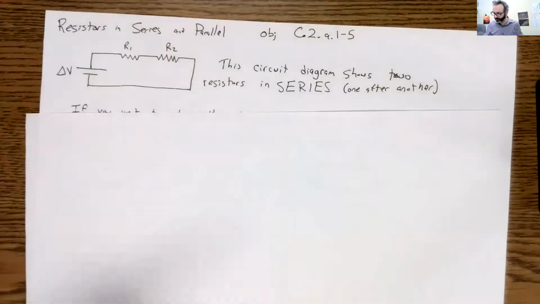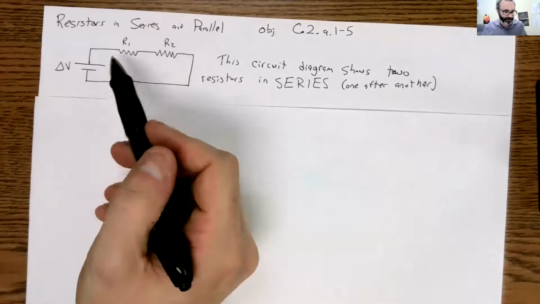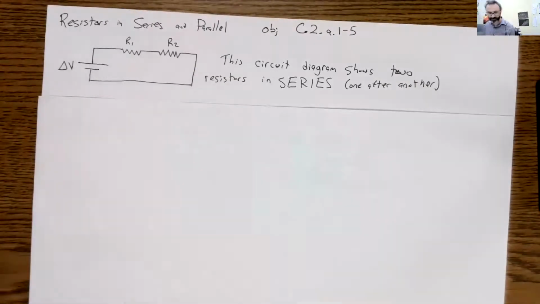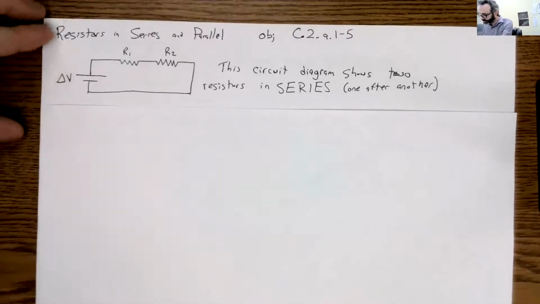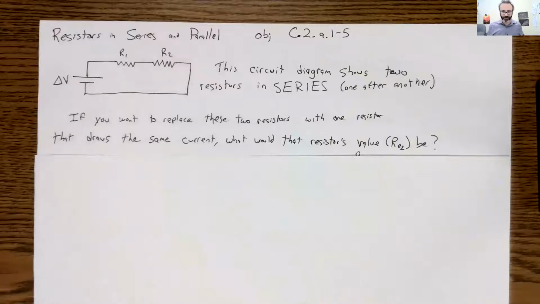They don't have to be the same, right? In general, they're not going to be the same resistance. This one has a resistance R1. This one has a resistance R2. So the question we want to know is, if we replace these 2 resistors with just one resistor, but we want the circuit to have the same amount of current flowing through it, what would that resistor's value be?